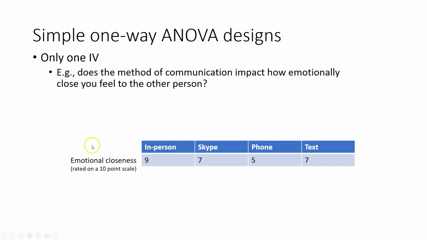For example, in this particular situation here, we might ask, does the method of communication impact how emotionally close you feel to the other person? So the person you're talking to, you might be talking to them in person, or over Skype, or over phone, or via text. And then you might rate your emotional closeness to that person on a 10-point scale. And perhaps if you were in person, you might rate feeling much closer to them than you would, say, if you were talking over the phone.